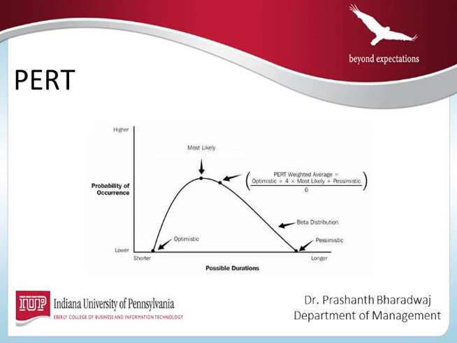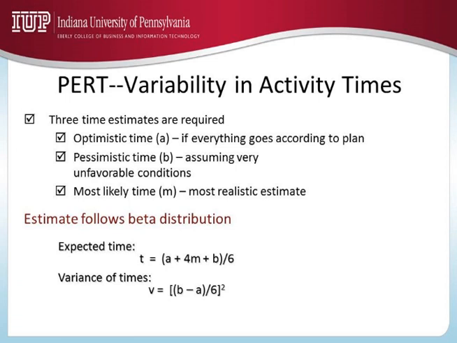If you recall, we talked about CPM and PERT earlier. The only difference between CPM and PERT is that in CPM, critical path method, there was only one time estimate for every activity. Whereas in PERT, there are 3 time estimates for each activity. And you can see those 3 time estimates here.